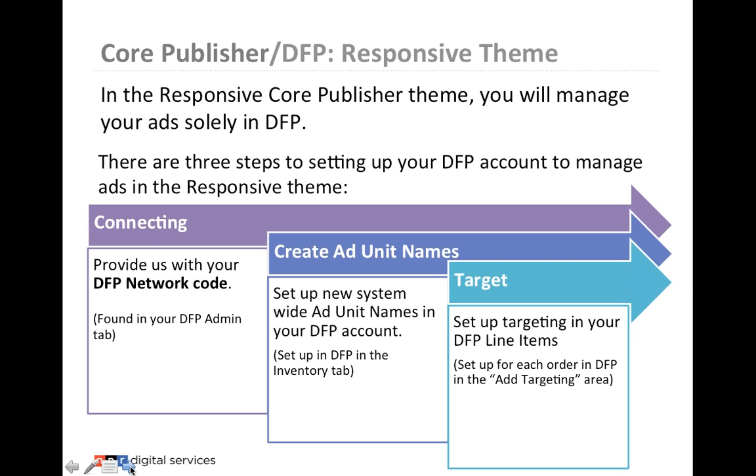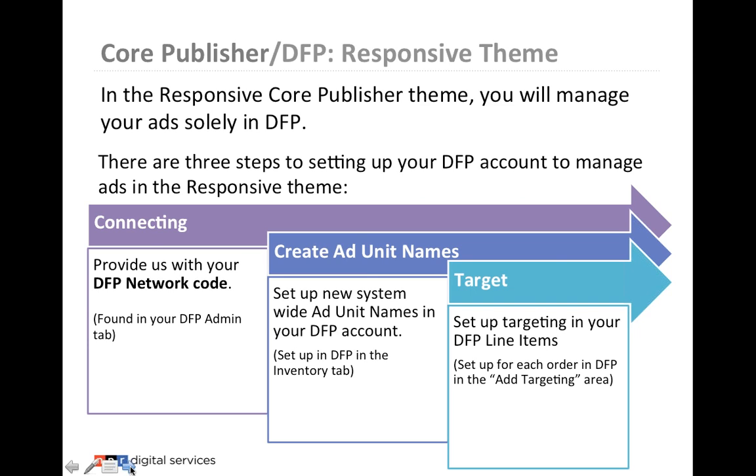You then will have to upload a CSV file into your DFP account that will allow you to create ad unit names. Your ad unit names are going to be what connects your ads to your blocks in Core Publisher. So previously you were able to say, oh, I want this to go in block 1, or I want this to go in block 2. Now you will have the ad unit name saved in your DFP account, and you can select which block you would like to go to using those ad unit names.